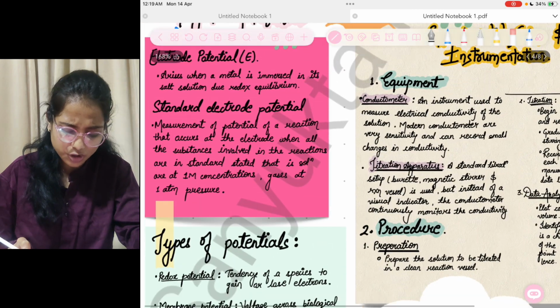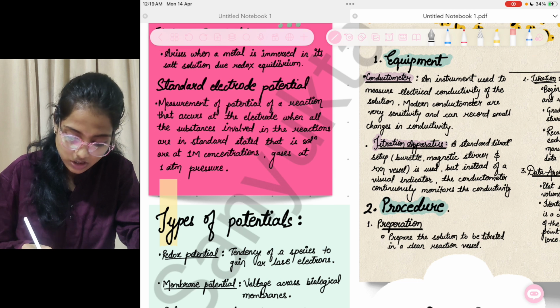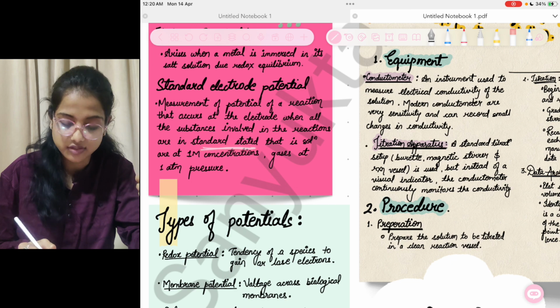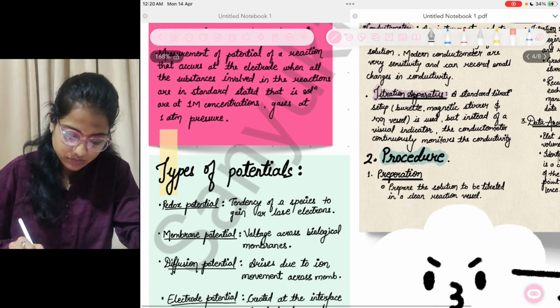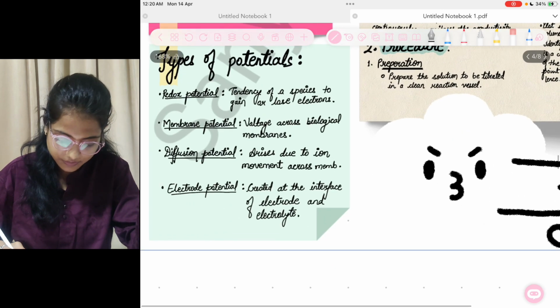What is standard electrode potential? It is the measurement of the potential of a reaction that occurs at an electrode when all the substances involved in the reaction are in standard state. What are standard states? Pressure will be 1 atm, and the solution will be 1 molar concentration.